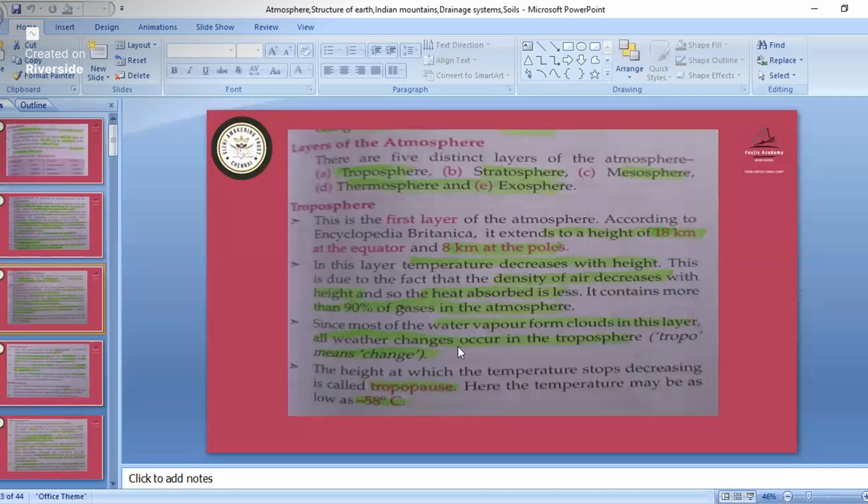See, the height at which the temperature stops decreasing is called the tropopause. As you go up, first is the troposphere, then next is the stratosphere. In between, after the troposphere, there is the tropopause. In that, the temperature will stop decreasing. Then after the tropopause, the stratosphere layer will be present.